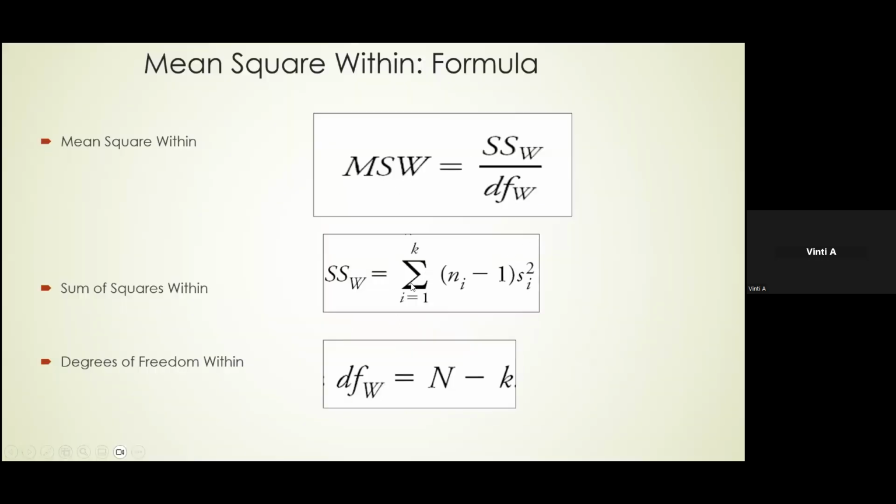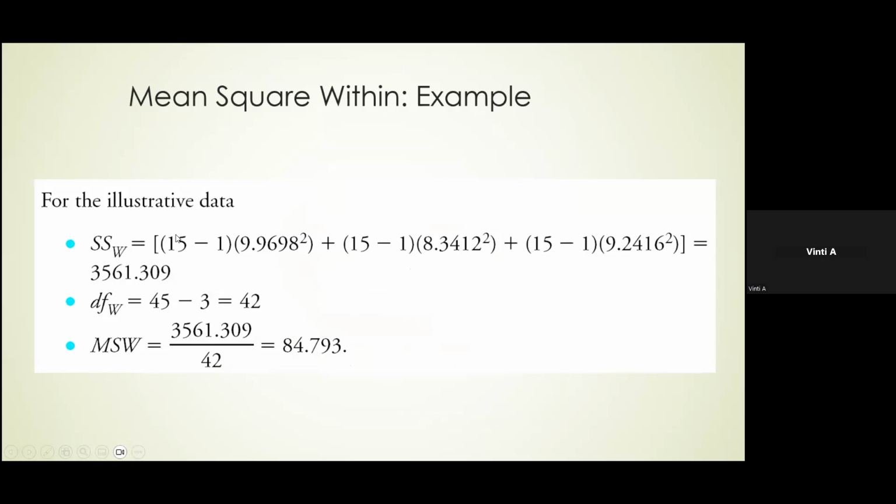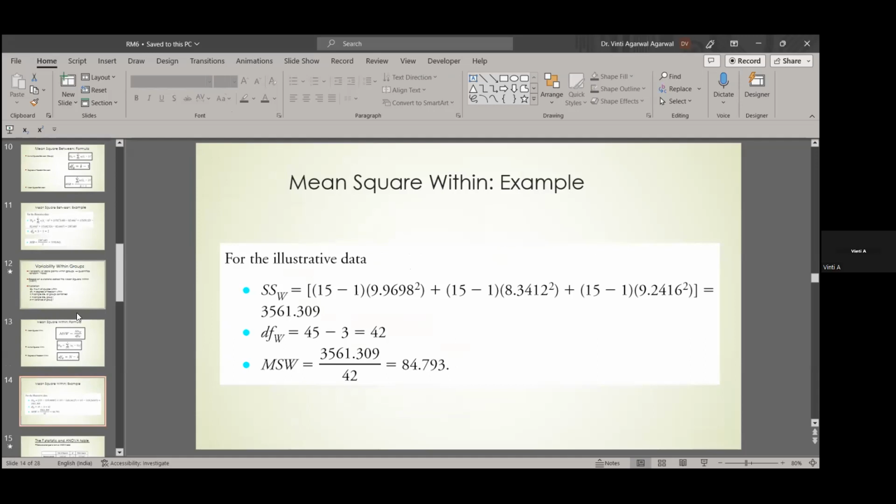Here again, it is the sum of squares, the summation of N1 minus 1 multiplied by S squared. And this is the degrees of freedom, which is N minus K. So let's look at how this is done. Now I had 15 variables, minus 1. Let me go back.